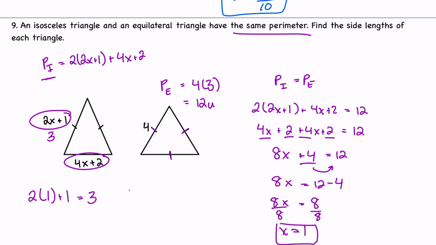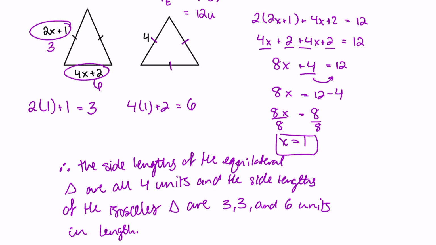For our next side length, we have 4 times 1 plus 2. And 4 times 1 is 4 plus 2 is 6. So this side length is 6. And now we can end with the therefore statement. Therefore, the side lengths of the equilateral triangle are all 4 units, and the side lengths of the isosceles triangle are 3, 3, and 6 units in length.